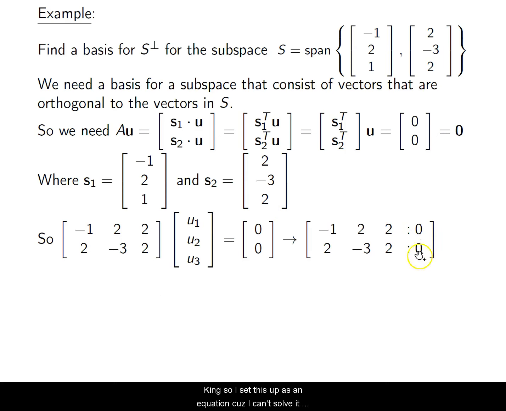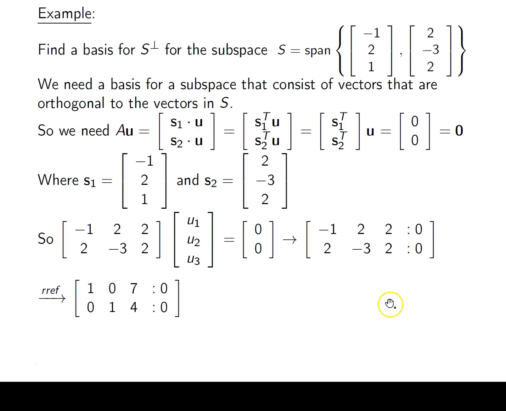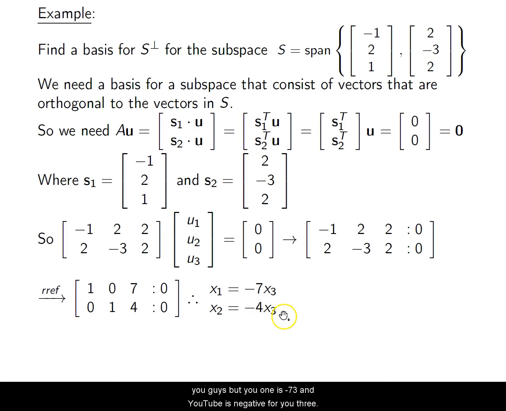Okay, so I set this up as an equation because I can't solve it using inverses, because it's not a square matrix. Obviously I'm going to have free variables here, which is what I need in order to find the basis of vectors that go to 0. Okay, so I reduce this thing, and it looks like this. Obviously, my free variable is going to be x3 here. So when I solve this, I can solve for x1 and x2, or I guess u1 and u2. Call them x's because that's what I'm used to. Sorry about that, you guys. But u1 is negative 7 u3, and u2 is negative 4 u3.